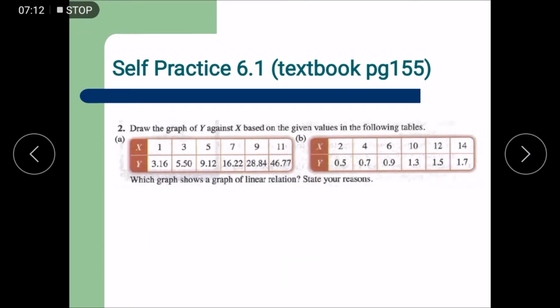Okay, the second question you have to do. Which of the graphs shows a linear relation? State your reason. So you have to plot it out. Sketching is okay, but it's better for you to plot it out. Then you will see which one is linear.